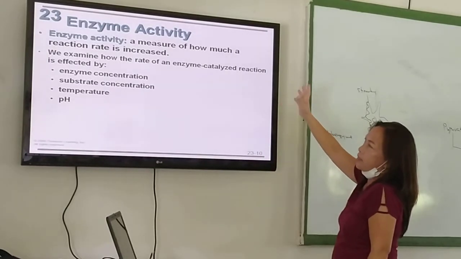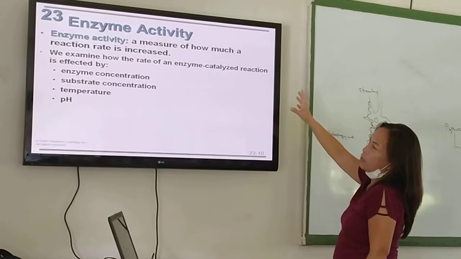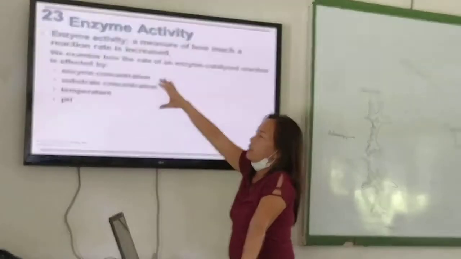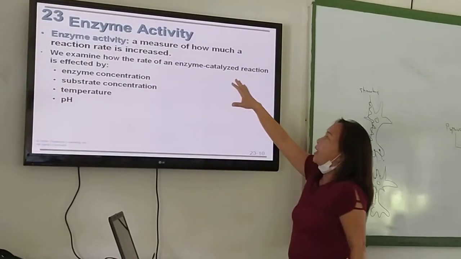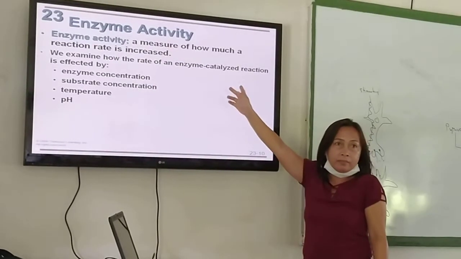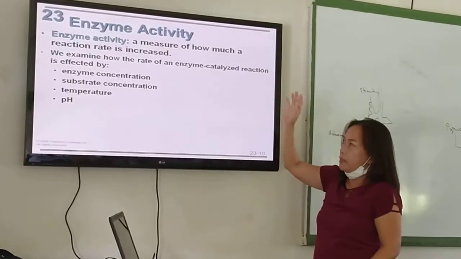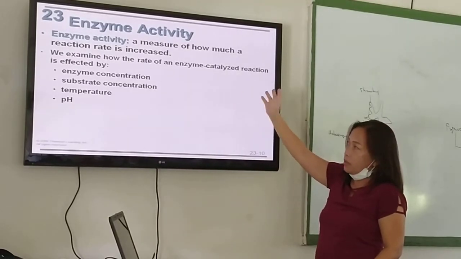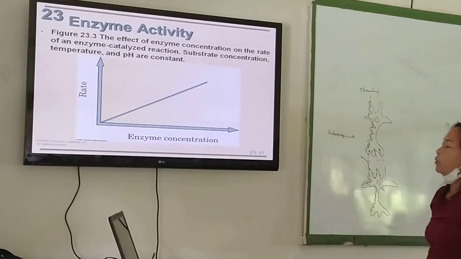Or say we have this. How the rate of enzyme catalyzed reaction is affected. So these are different factors that affect the activity of the enzyme. Okay, let's see how it affects. Say enzyme concentration or substrate concentration, temperature, pH later. Okay, say for example, we have here the enzyme concentration.